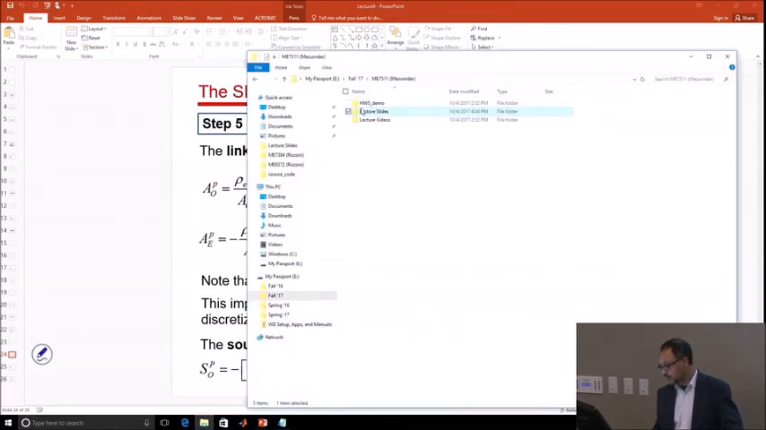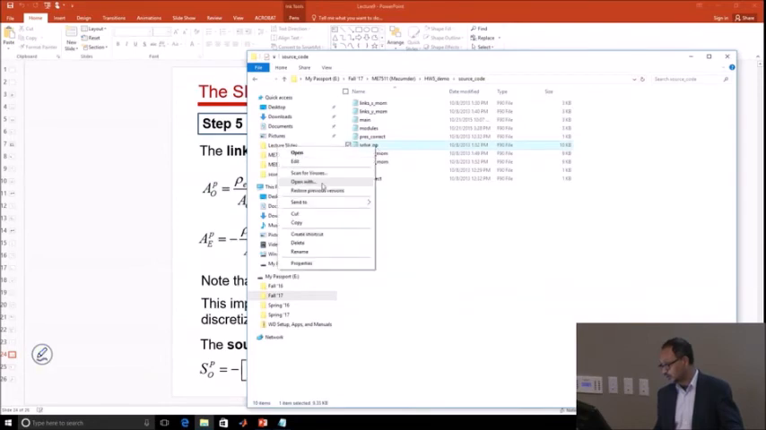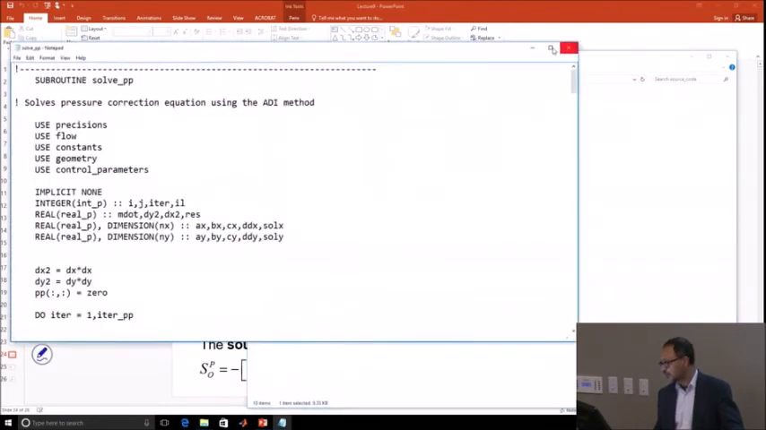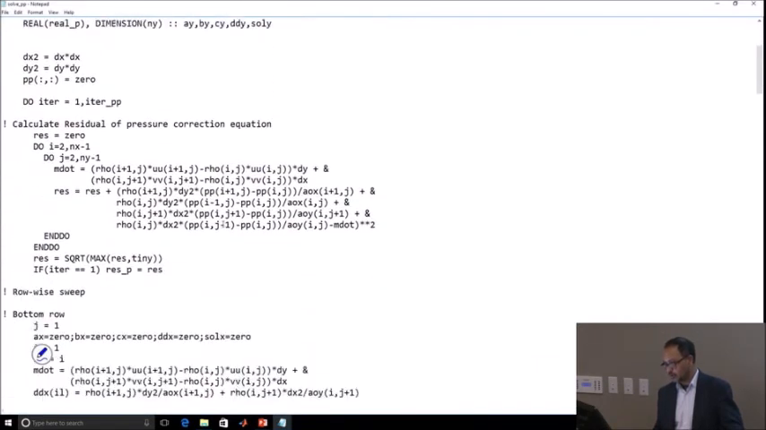So if we go to the pressure solver, here you can see straight away, this is where my mass imbalance calculation is, m dot. Simply rho u east minus rho u west times delta y plus rho v north minus rho v south times delta x. Pretty straightforward. These are the velocities I calculated in the x momentum equation. I'm just bringing them in and calculating.